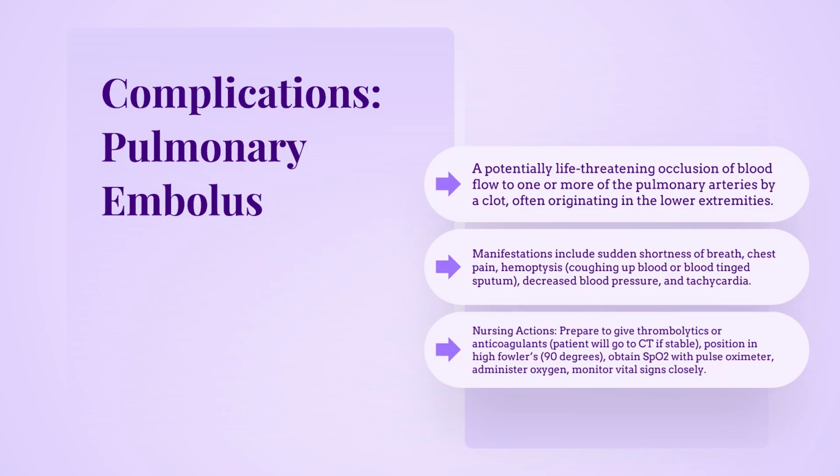So we are going to be prepared to give anticoagulants and send the patient to CAT scan if they are stable. If they are not stable, it's likely the provider will just automatically provide an anticoagulant to get them stable. If they are unstable, they are very likely to go to the ICU for a higher level of care. We're going to put them in a high Fowler's position. High Fowler's is 90 degrees. We want to get those lungs inflating as much as possible. We're going to get a pulse oximetry, we're going to give them oxygen, and we're going to keep a very close eye on these patients.